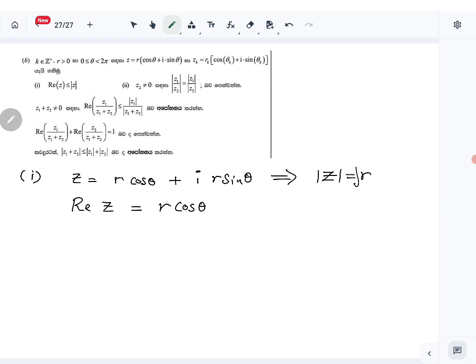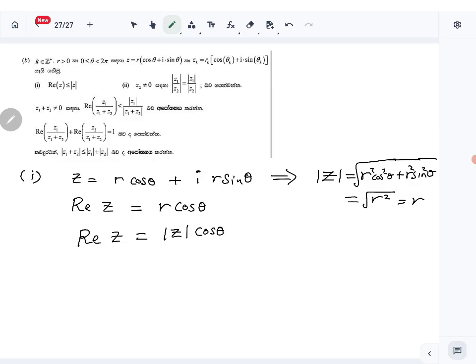Why? R squared cos squared theta plus R squared sin squared theta will give you what? Square root of R squared, or R, using the Pythagorean identity. So then what do we have? Real Z is equal to modulus Z cos theta. And what do we know about cos theta? Cos theta is between 1 and minus 1.